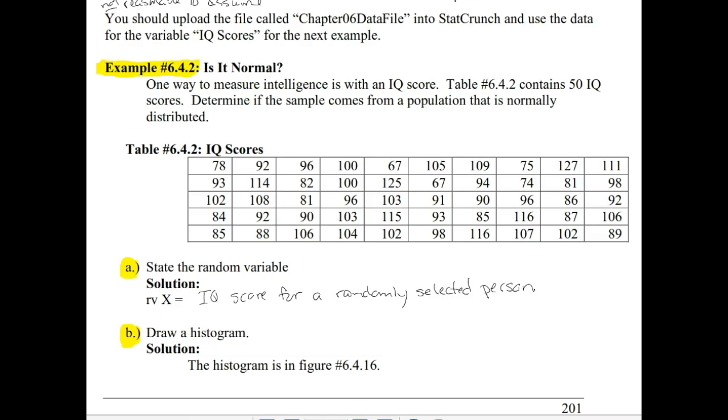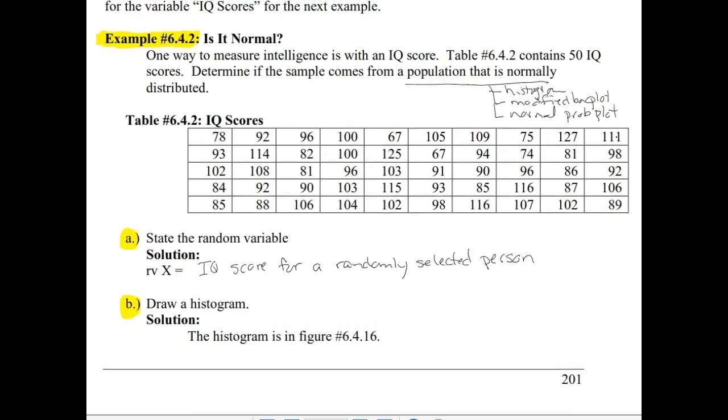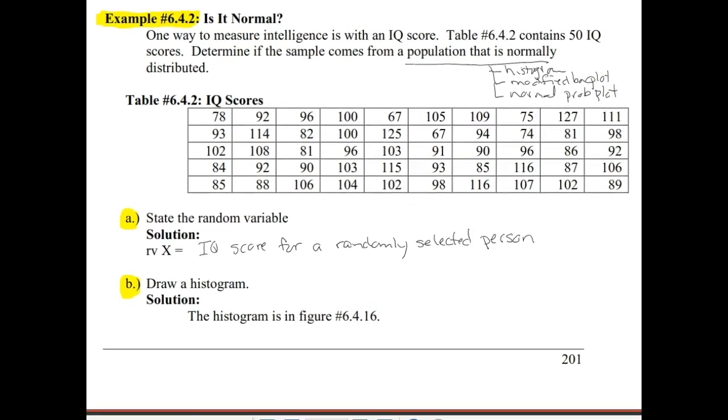So again, to check if it came from a population that's normally distributed, we're going to look at a histogram, and then a modified box plot, and a normal probability plot. And then again, we're going to make an educated guess based on what we've seen in those three graphs. So the first thing we're going to do is draw a histogram.